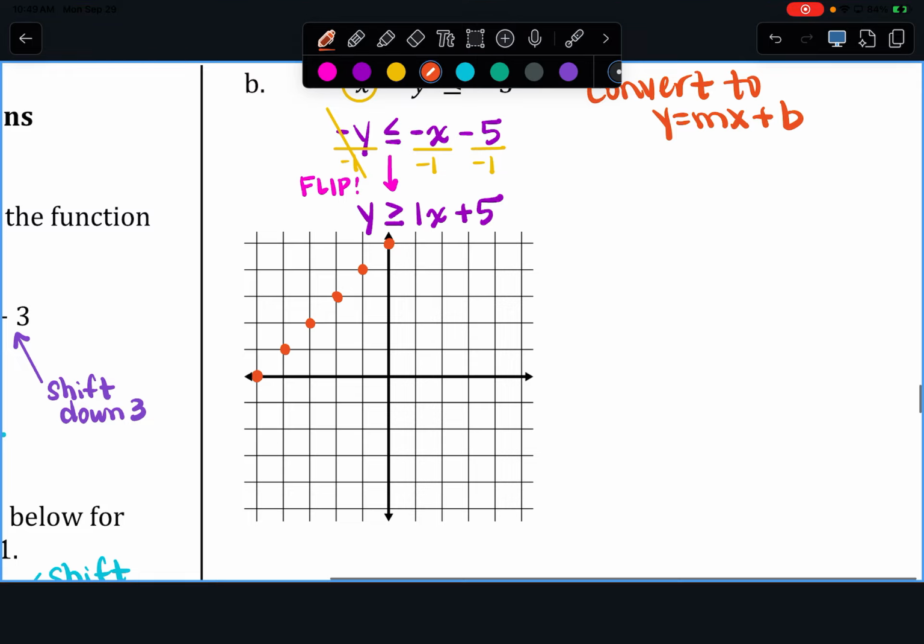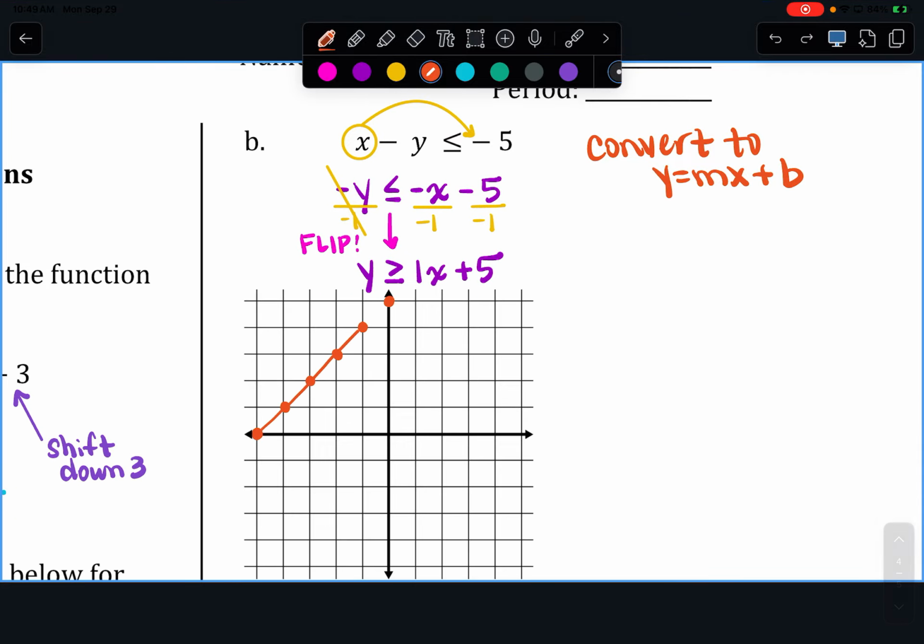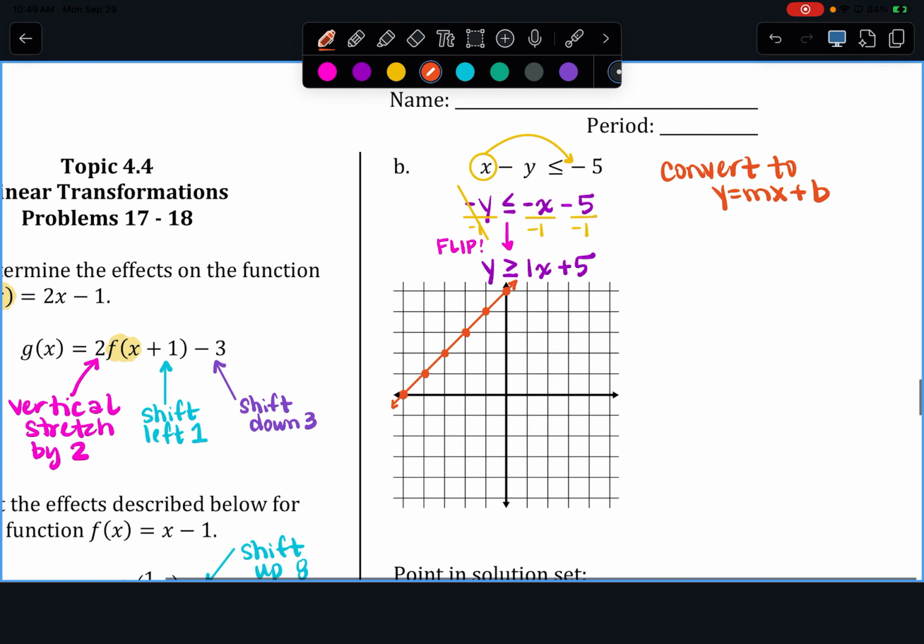Now, once you have all your dots for your line, you have to ask yourself, is this a solid line? Yes, it should be a solid line because there's an equal to bar. So every single one of these infinite points that lies on this line is a solution. And then we need to figure out if we're shading above or below. Well, this says y is everything greater than, so that means we should be shading above the line, which would be here. It's a very tiny little shading region.